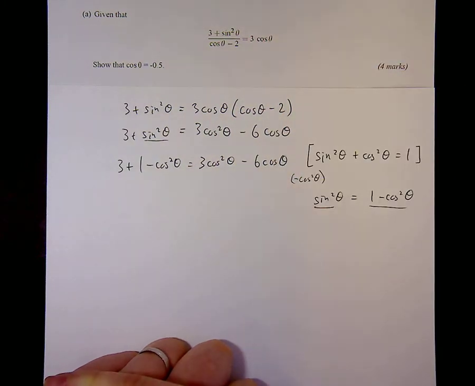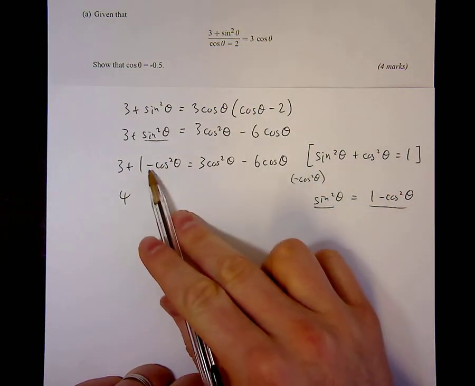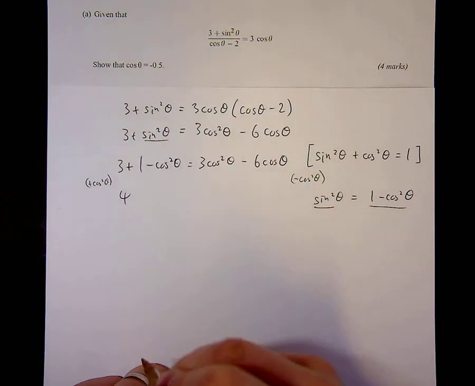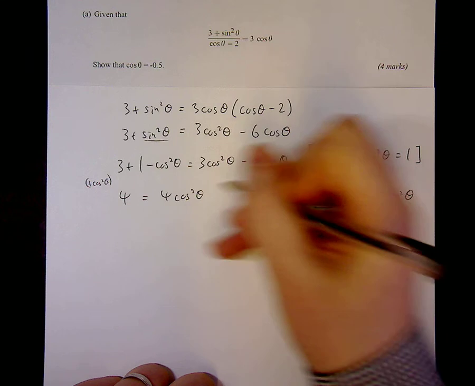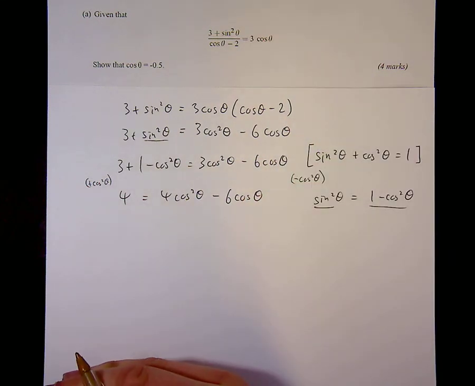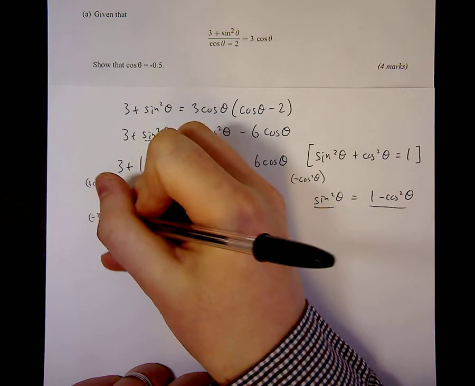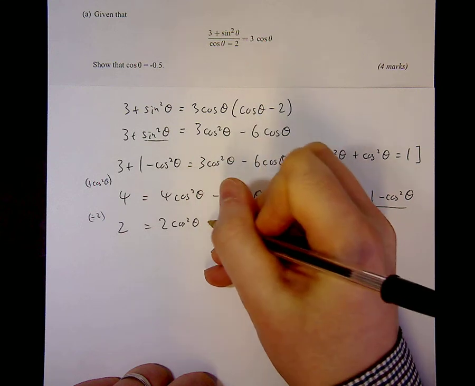So 3 add 1 obviously is 4. I've got negative cos squared theta here, so I'm going to add cos squared theta to both sides. That will give me 4 cos squared theta on the right hand side of the equation, 6 cos theta. It also makes sense now to divide through by 2, just to make my life a little bit easier. So I'm going to get 2 equals 2 cos squared theta minus 3 cos theta.